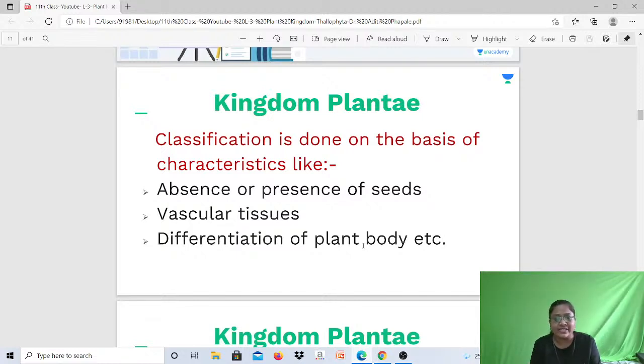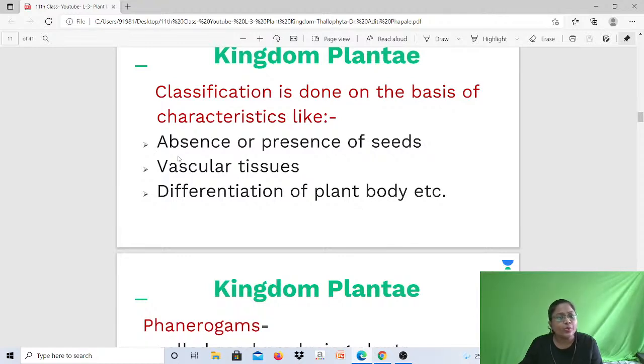Don't forget that whenever classification is done, in any kingdom, it is always done on the basis of certain characteristics or criteria. Now let's discuss the characteristics based on which plants have been classified. You can see certain points here. The first one is absence or presence of seeds. Plants are classified as per whether they have seeds or not. Then vascular tissues. What do we mean by vascular tissues? Xylem and phloem. Xylem carries water and dissolved minerals in the entire plant. And the phloem tissue transports food in the plant.